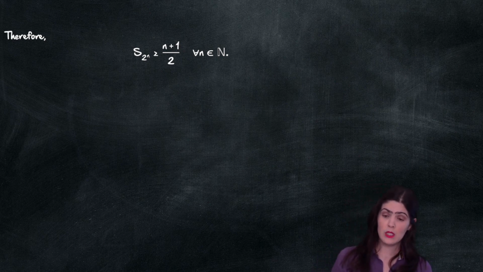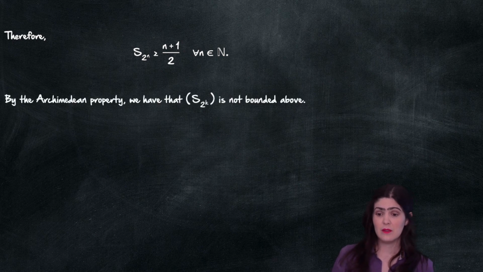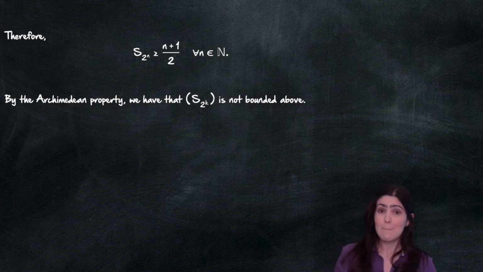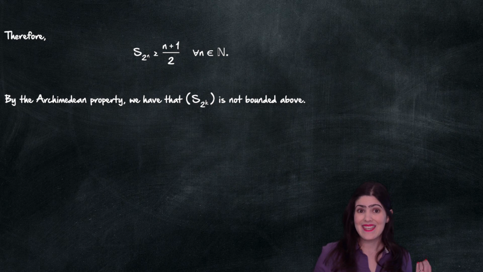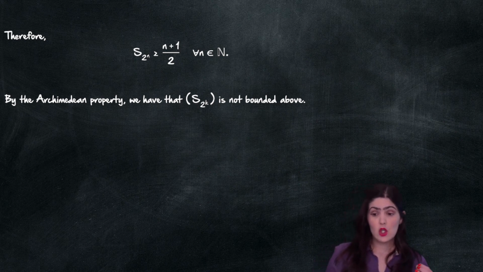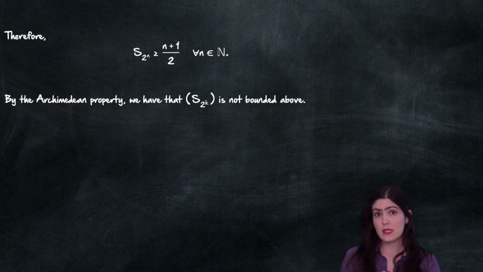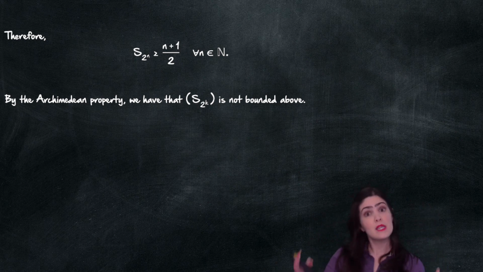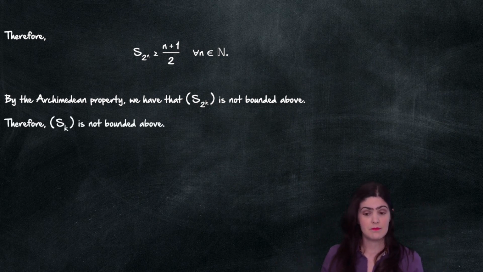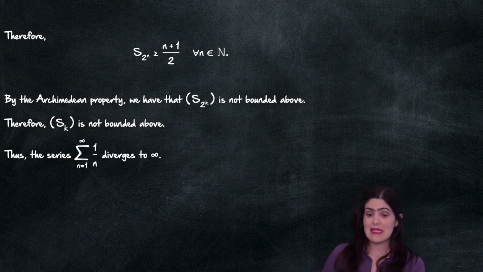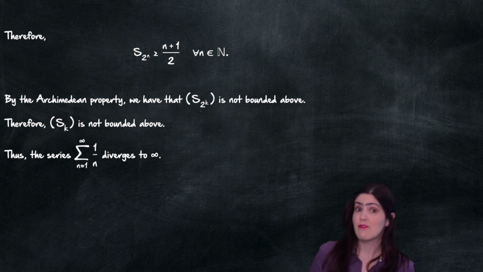Oh, pretty cool. Because what happens if I now take the limit as n goes to infinity? It is going to be infinity, right? Because by the Archimedean property, I know that the sequence of the S_{2^k} is not bounded above. And if a subsequence is not bounded above, then my whole sequence cannot be bounded above, right? So if my sequence of partial sums is not bounded above, and I know that my sequence is increasing, then that means that my series is divergent, and it diverges to positive infinity.